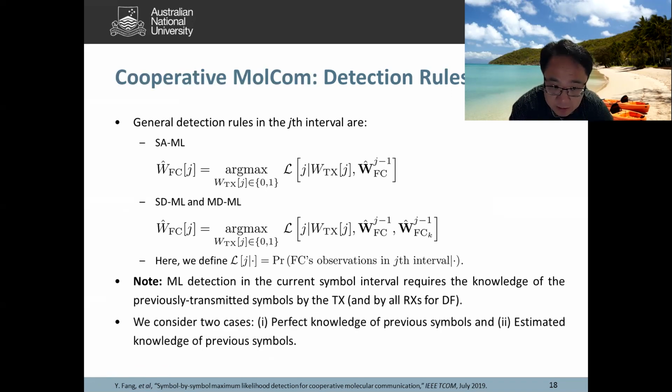And also in this work, apart from considering the 3 communication strategies, we consider 2 different cases. One is that we assume perfect knowledge of the previous symbol is obtained. And the second is that estimated knowledge of the previous symbol is received. The perfect knowledge of the previous symbol tells us the best performance that we can achieve by using maximum likelihood detection. And the estimated knowledge of the previous symbols gives us the behavior of this mechanism in practical scenarios, because the estimated knowledge can be accurate and can be inaccurate.